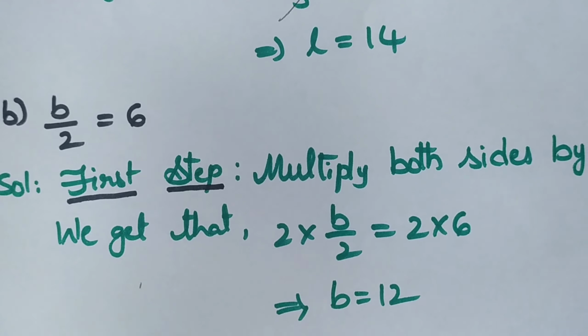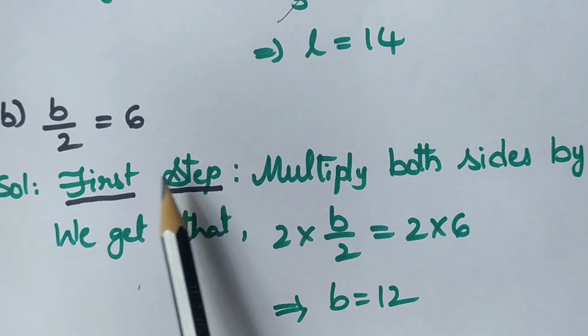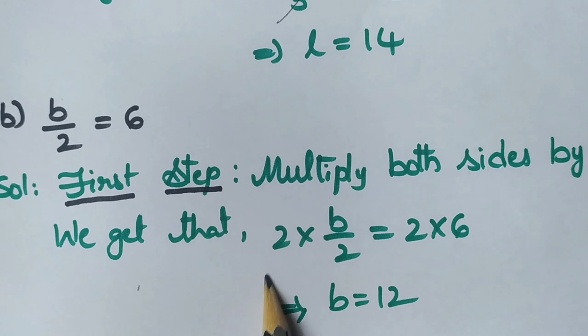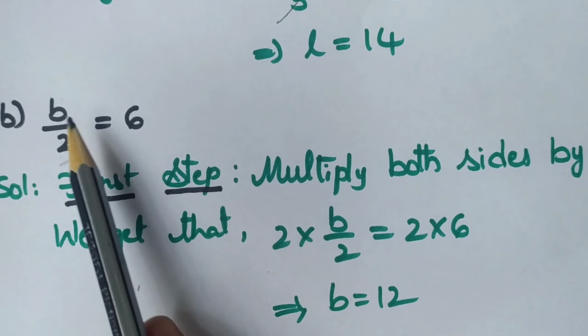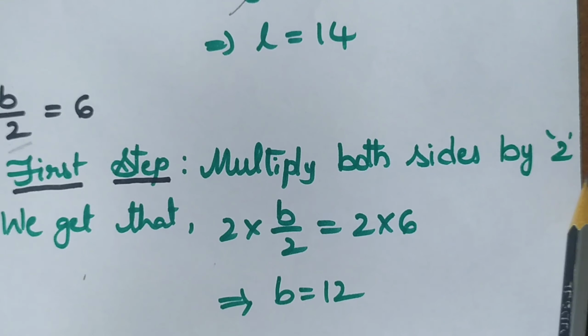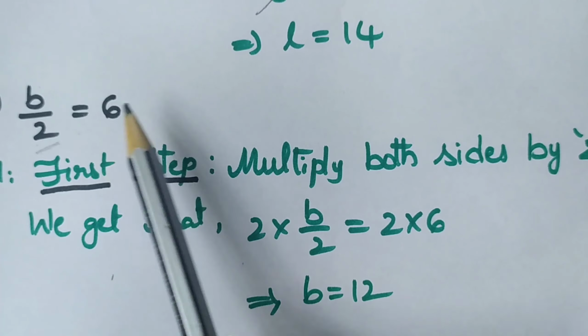Okay friends, now let us see B bit, that is B by 2 equal to 6. Let us write first step. B by 2, here it is division, then we have to do multiplication, right? So B by 2, here is 2, so let us multiply both sides by 2. Now B by 2 into 2 is equal to 6 into 2.